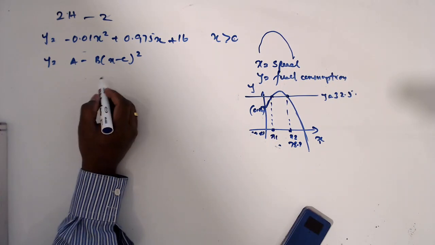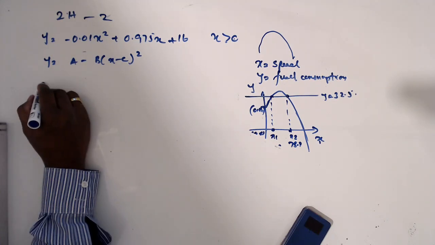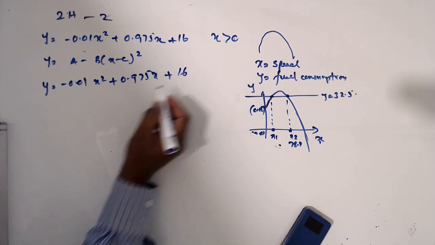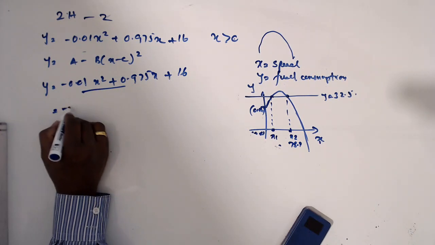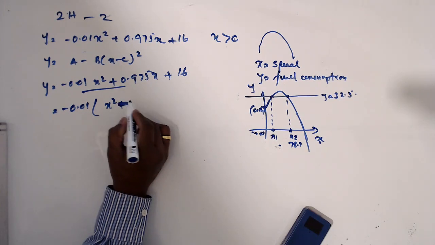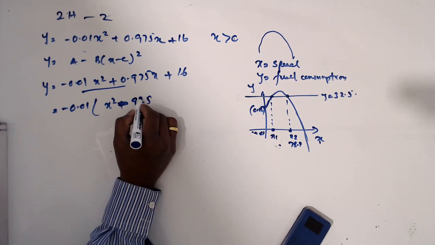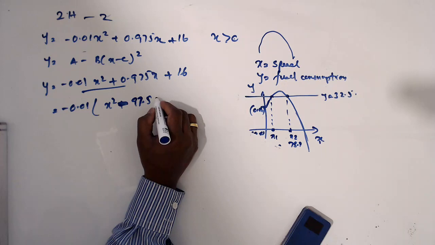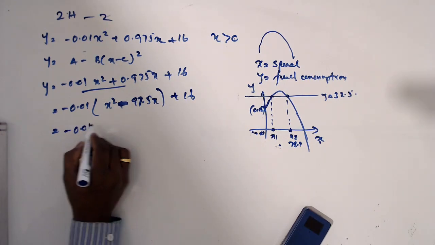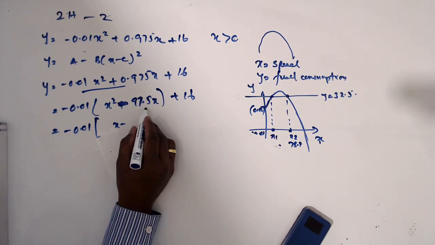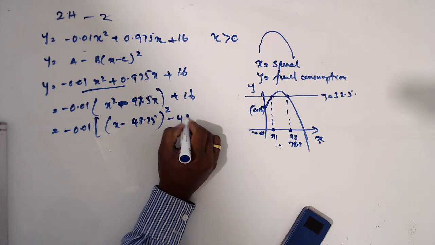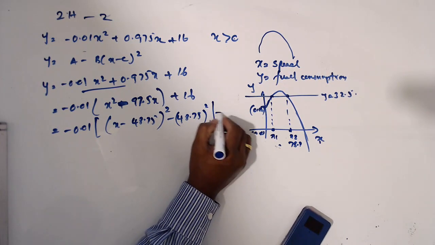Now we want to turn this equation into this form. So y equals minus 0.01x squared plus 0.975x plus 16. So from here I'll take out minus 0.01: x squared minus 97.5x, plus 16. So minus 0.01 times x minus 97.5 halved, which is 48.75, squared, minus 48.75 squared, plus 16.